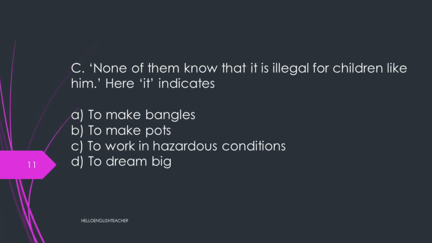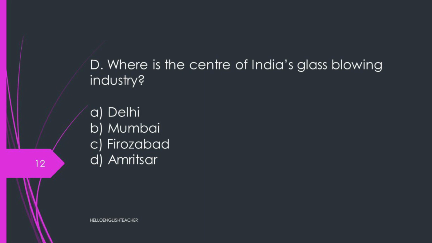Next question. None of them know that it is illegal for children like him. Here it indicates to make bangles, to make pots, to work in hazardous conditions, to dream big. So the answer is C, to work in hazardous conditions. Where is the center of India's glass blowing industry? So the answer is very clear. It is C, Firozabad.